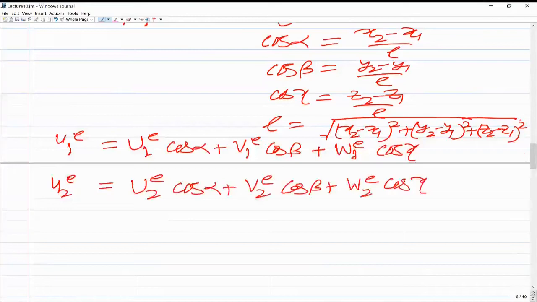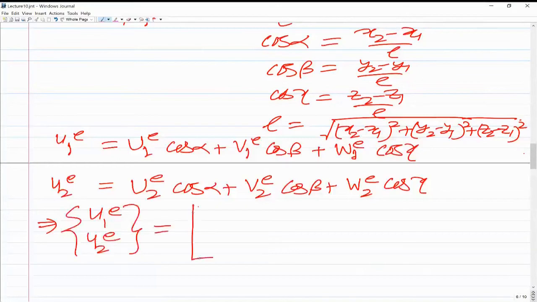Now if you want to write this in matrix form, you can put both of these together and write u1e and u2e. I'm just trying to write the transformation matrices we have done earlier for the 2D truss structure, and now the same thing we are extending to the 3D truss structure. The assumptions within each element are the same. That is, the only non-zero component of displacement is along the length of the element, that is small u, which is a function of x.